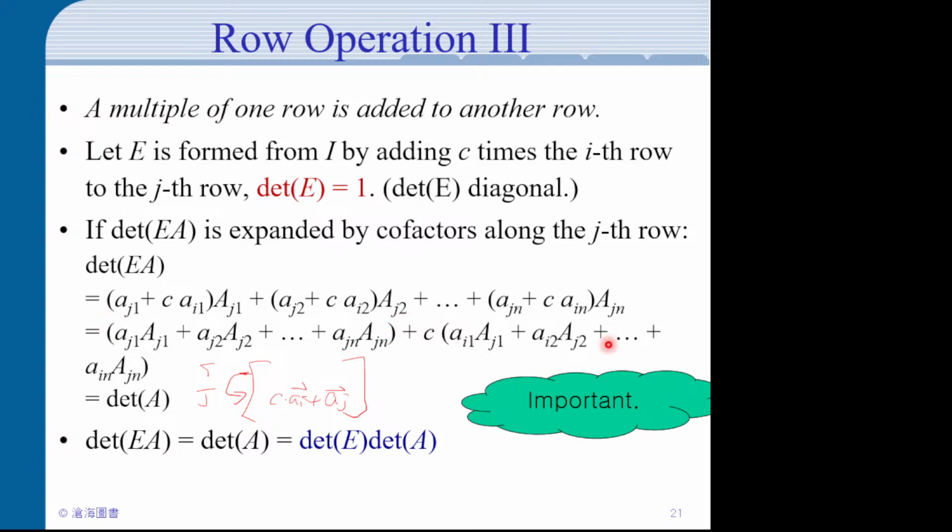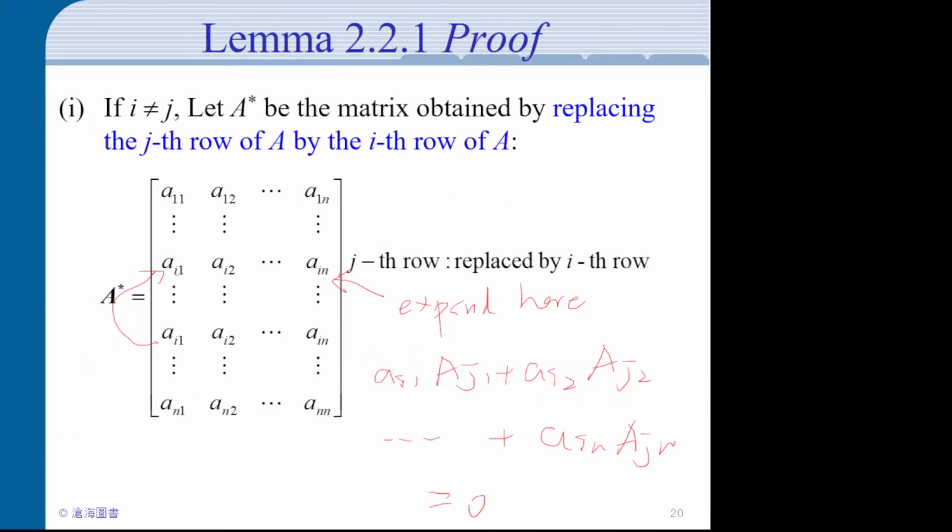So this is the original determinant. And then we have this weird term: c times small ai times big aj. So small a I1 times big A J1, then small a I2 times big A J2, etcetera, all the way, summing together.